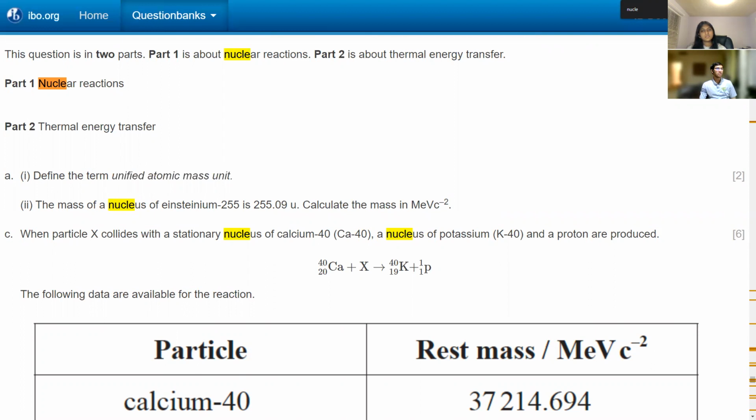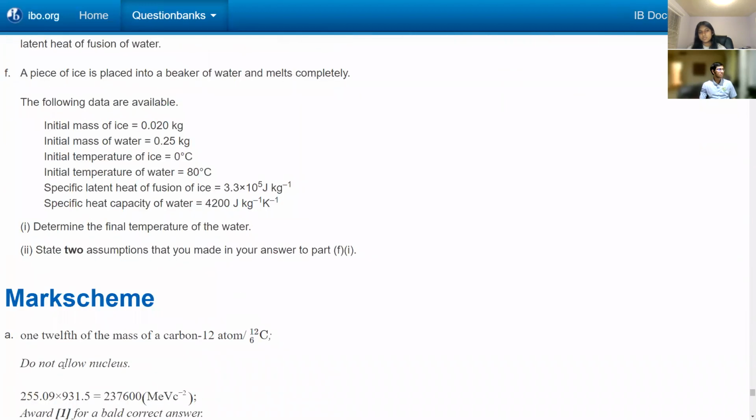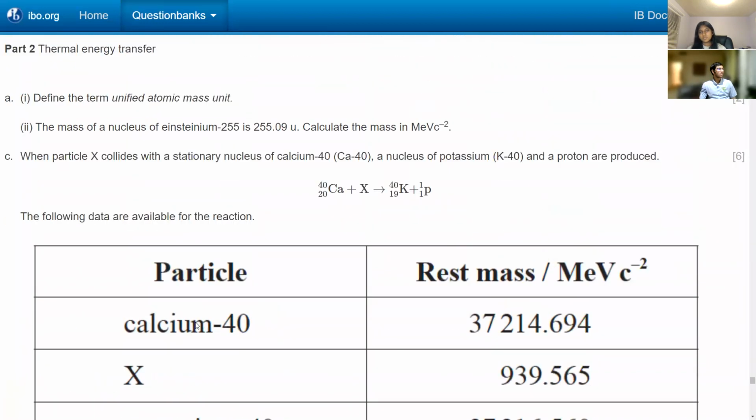Unified atomic mass unit is 1/12 of the mass of a carbon-12 atom. Yes, 1/12 of an atom. That's very important. A lot of people put nucleus. So that's wrong. They're very specific.